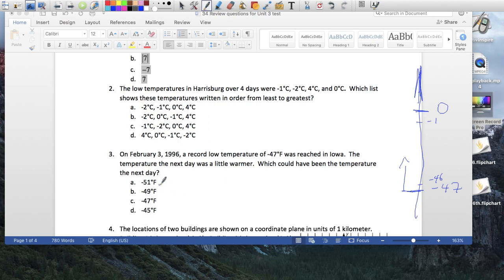So -51 is down here, so that would have been a colder day, out. -49 is also below, so that would be a colder day, so that's out. -47 would have been just the same temperature, so also out. And -45 is above -47, so that would be warmer. Not by much, but a little bit warmer. So the answer is D.